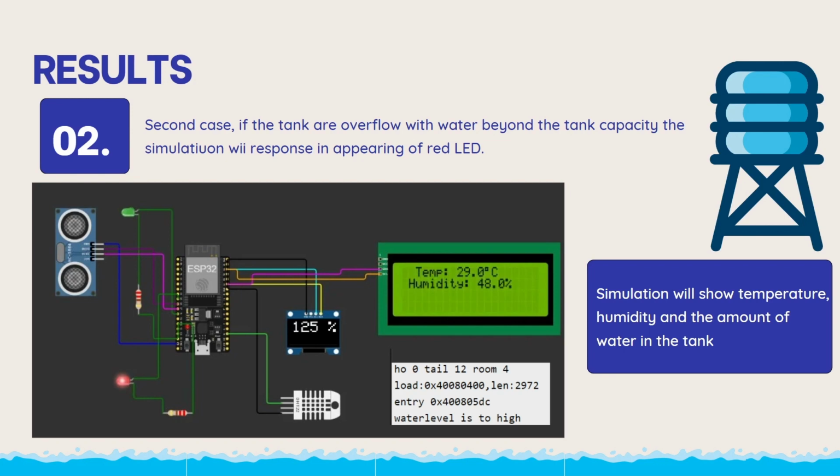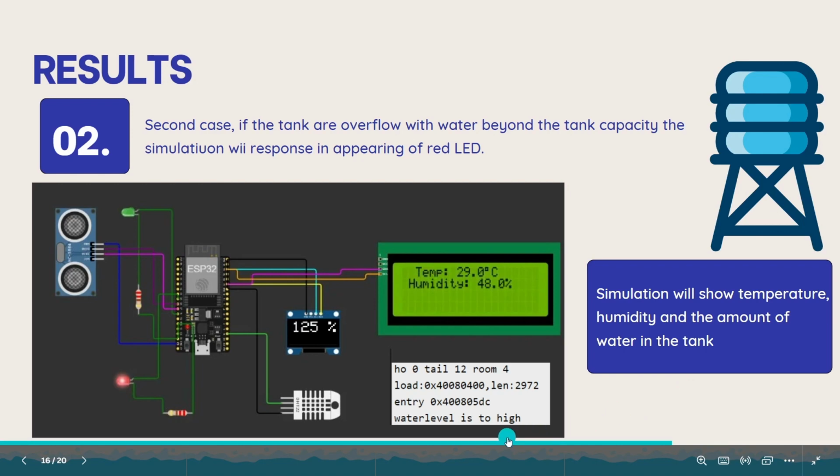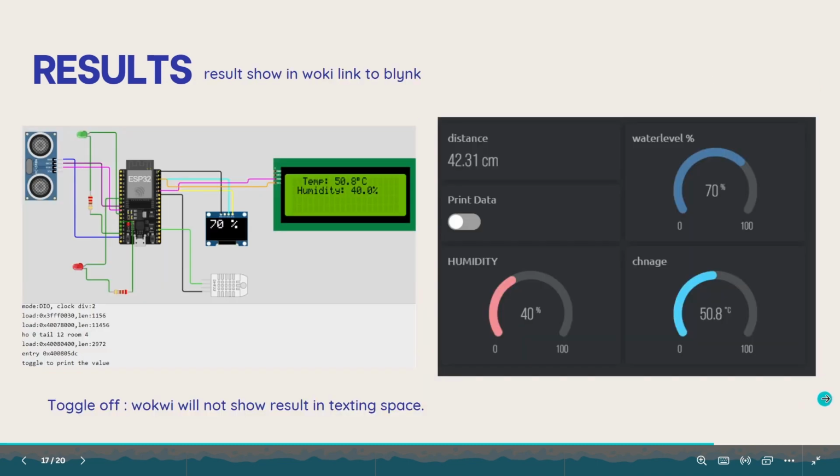For the second case, when our tank is overflowing with water, you can see that the percentage is beyond 100%, which in this case is 125%. So the red LED will appear, showing that the water level is too high, and it will also indicate in the text below the simulation in Wokwi that the water level is too high.